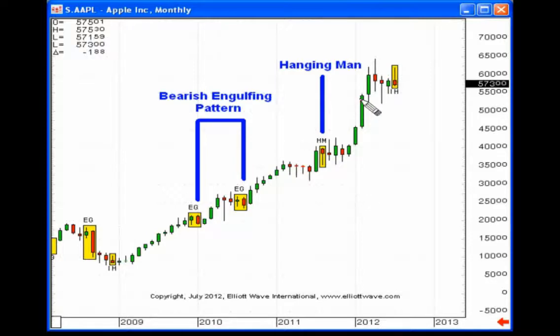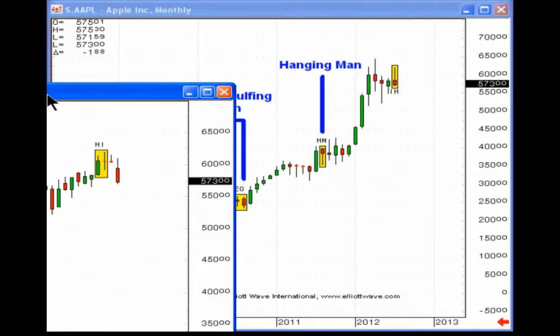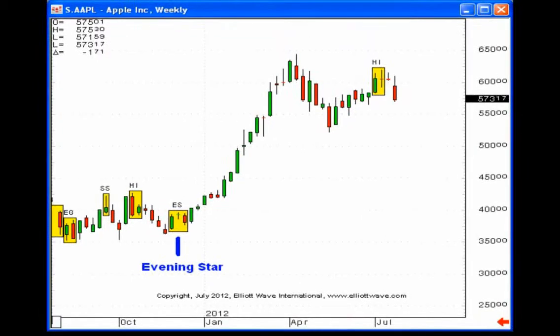So what's my point with this? Is it to discredit Japanese candlestick analysis? Absolutely not. I'm a huge fan of candlestick analysis, big fan of Steve Nison's. I enjoy the work. I love the work. I look at candlestick patterns all the time.